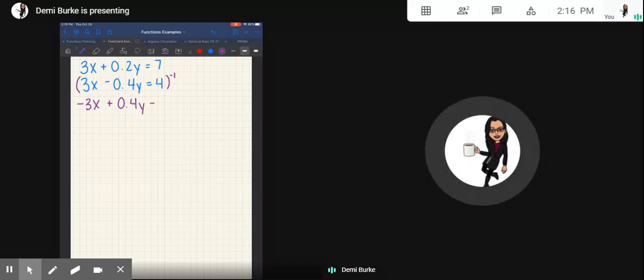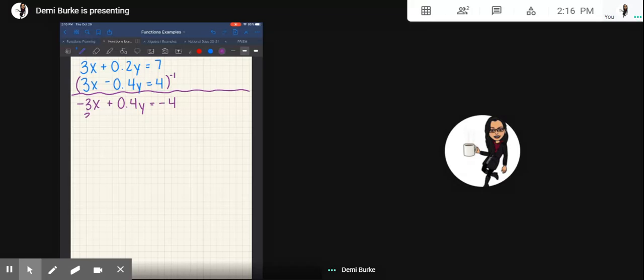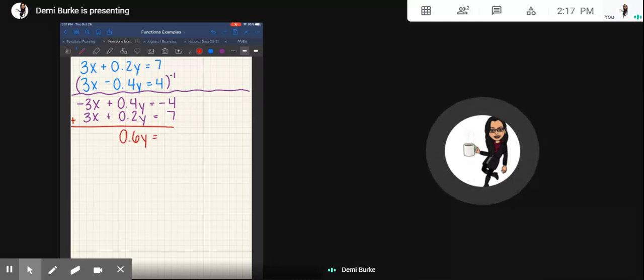0.4y equals a -4. It'll just shift my equation so that everything's sign flips. I'm going to just bring the other one down so that they're still nicely nestled on top of each other. And we will add straight down again in red. -3x plus a 3x will cancel. 0.4 and 0.2 make 0.6y. And negative 4 plus 7 gives us a 3.